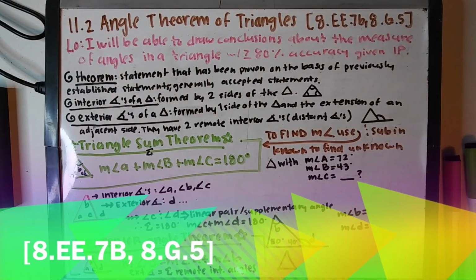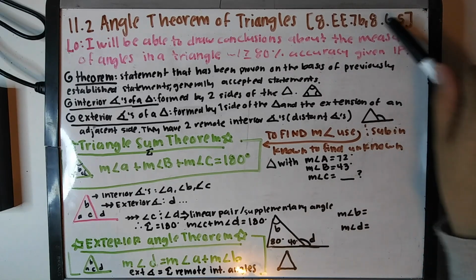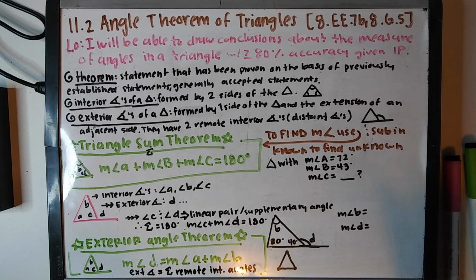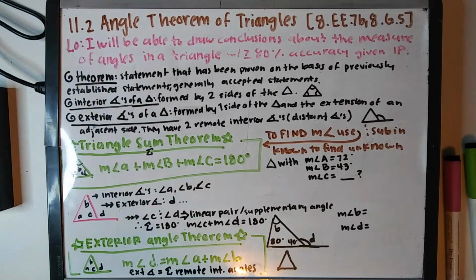Okay, you guys, so this is 11.2, angle theorem of triangles. Those are your standards, because of the new material we learned, and this one because you're going to have to use some algebra, meaning inverse operations, all of that to figure out the unknown, and variables, of course. The objective is to be able to draw conclusions about the measure of angles in a triangle with at least 80% accuracy, given your independent practice.